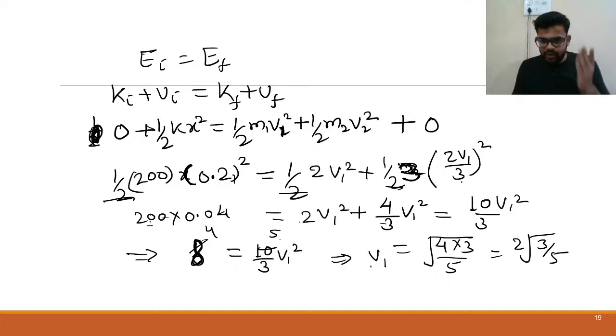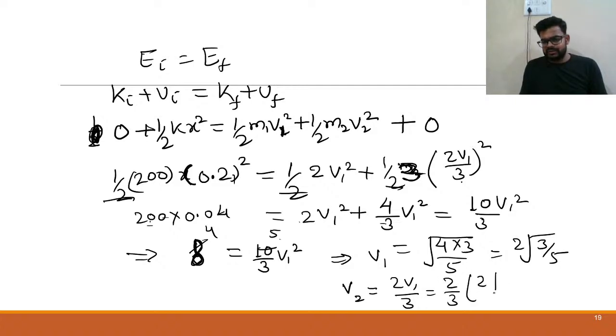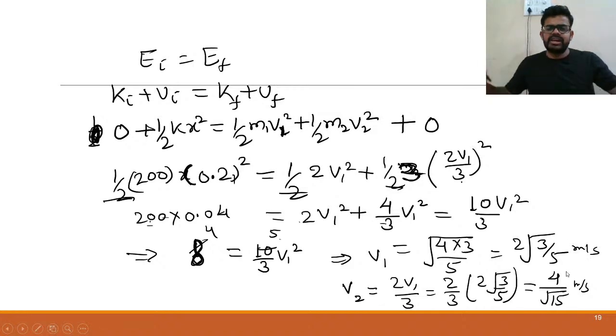That is the value of v1. And what is the value of v2? V2 equals what we have written: 2v1 by 3. So 2 by 3 is there, and I write the value of v1. Finally I'll get 4 by root of 15. So this is the final answer. This is a simple calculation we did, nothing else. At first we applied the law of conservation of momentum, after that we applied the law of conservation of energy. That's all.